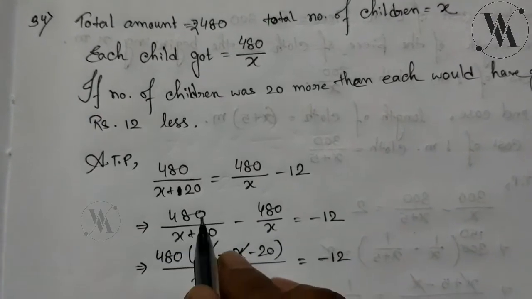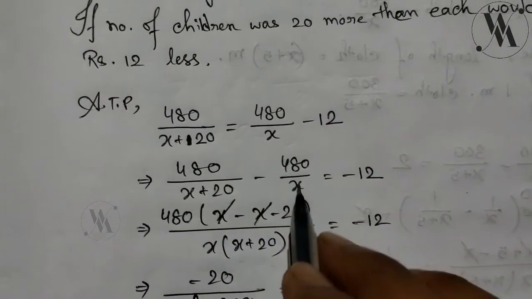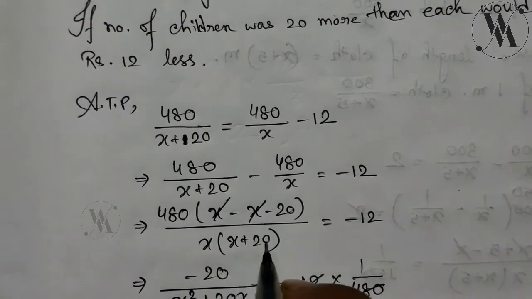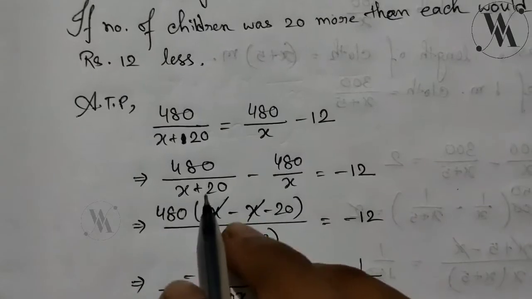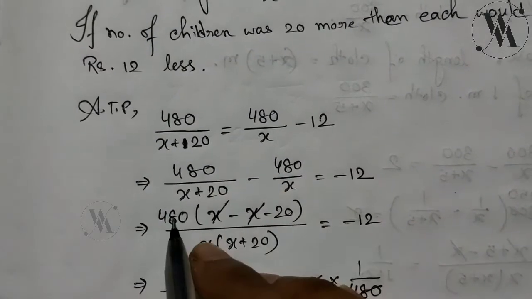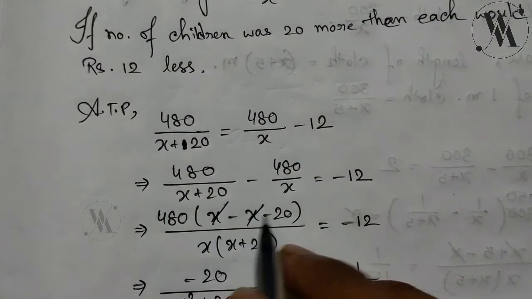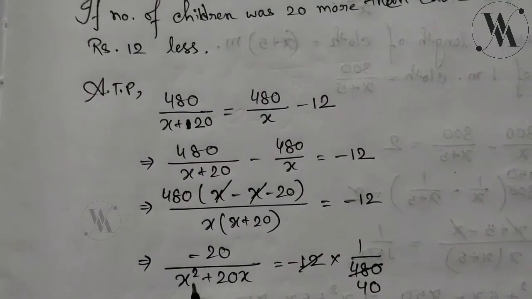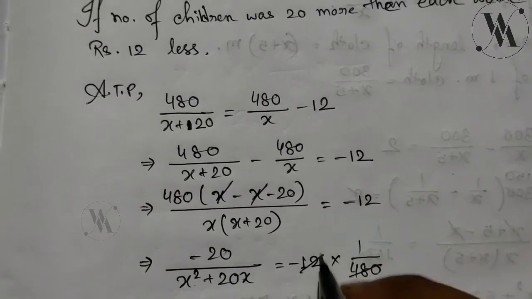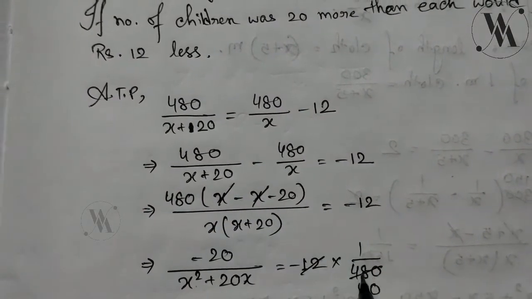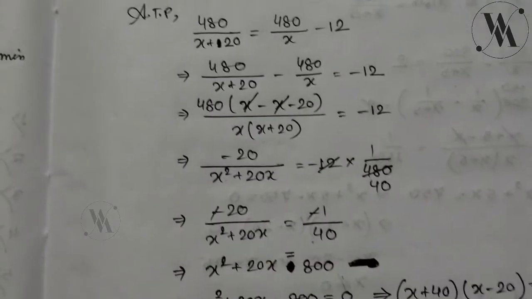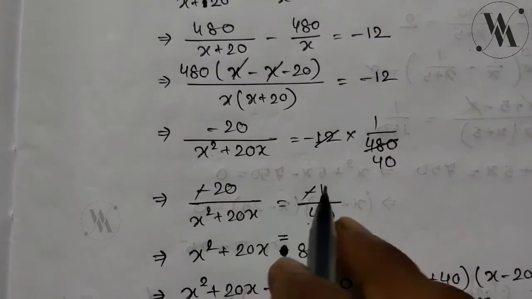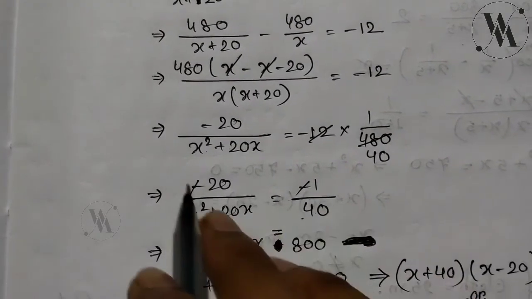So here 480/(x + 20) - 480/x = -12. The LCM is x(x + 20), and 480 is common, so we get (x - x - 20), the x cancels out, so -20 divided by (x² + 20x), and here -12 and 480, 480 goes there, so 1/480 times -20 divided by (x² + 20x) equals -1/40. Now the minus will cancel out.